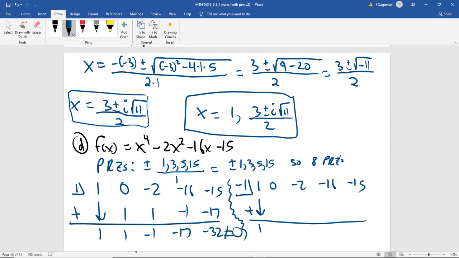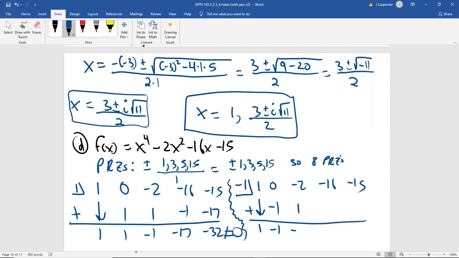Bring the 1 down. 1 times negative 1 is negative 1. 0 plus negative 1 is also negative 1. Negative 1 times negative 1 is positive 1. And man, if you make one simple arithmetic error in this whole process, you've practically ruined the problem. You've got to be careful. I'm not going to act like I never make a mistake, but if I make a mistake, I have to check my work and I catch it 99.9% of the time.